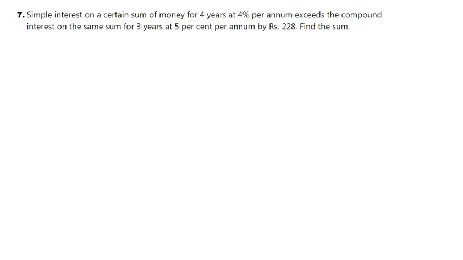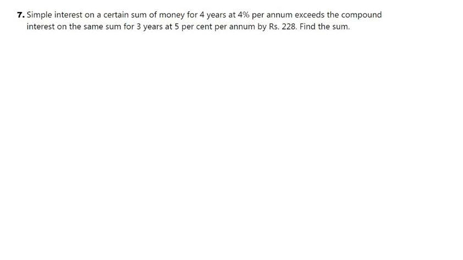So I'm taking question number 7 for today, which says the simple interest on a certain sum of money for 4 years at 4% per annum exceeds the compound interest on the same sum for 3 years at 5% per annum by rupees 228. Find the sum. Okay, so try to understand the case here.